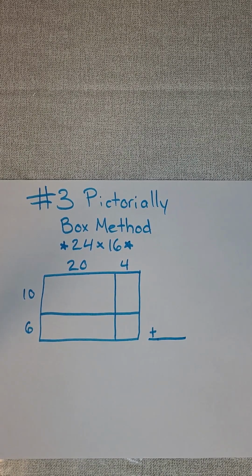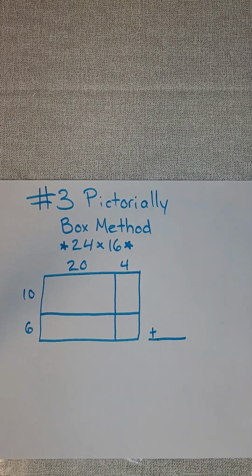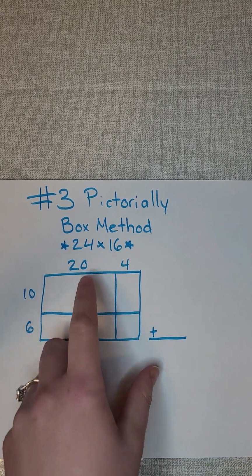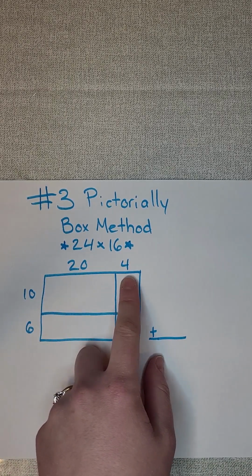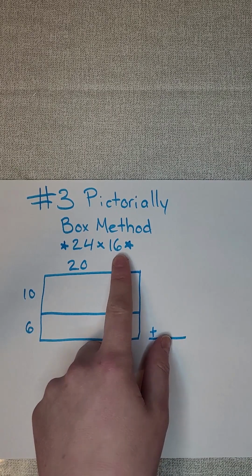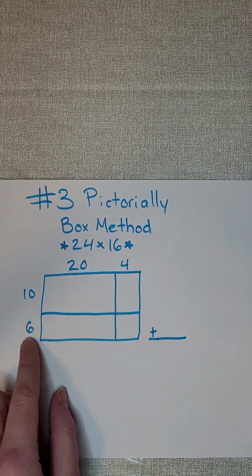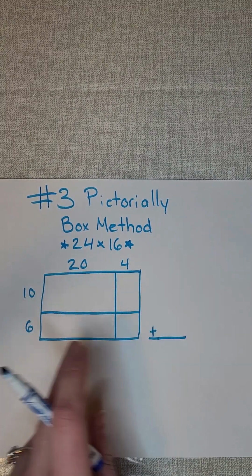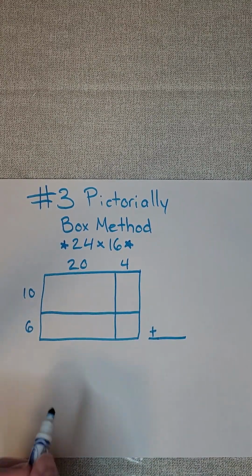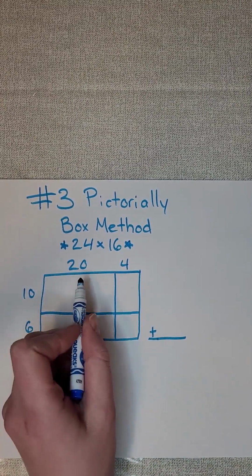Next up, we have the pictorial method, and I decided to use the box method to solve this equation. Here our equation is 24 times 16. I broke up the 24, which is a multiplicand, into 2 tens and 4 ones. And then I broke the 16 up, that is the multiplier, into 1 ten and 6 ones. Now I can multiply these numbers together and write my answer in the boxes.